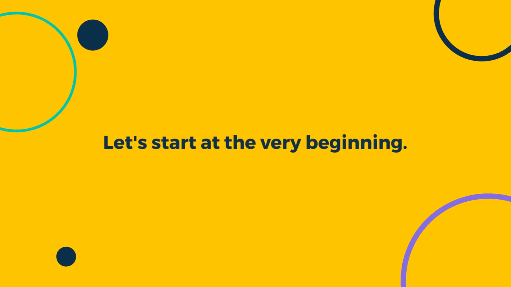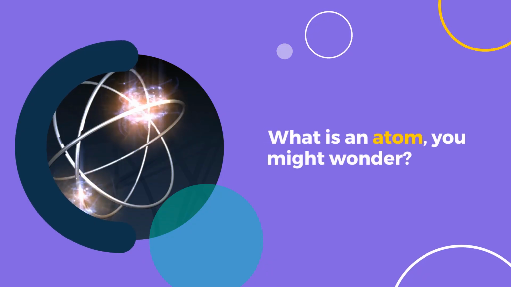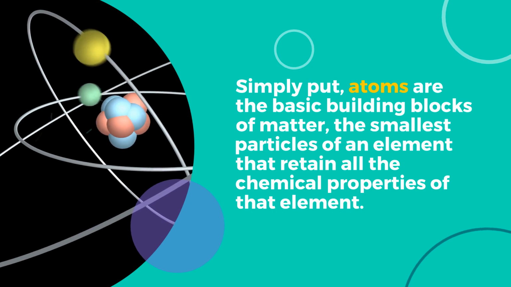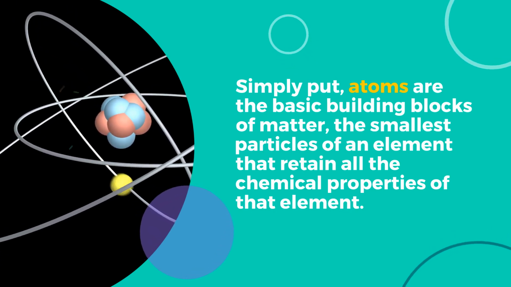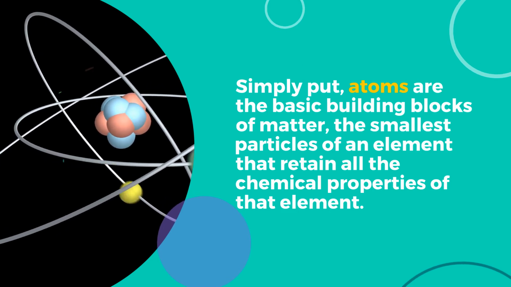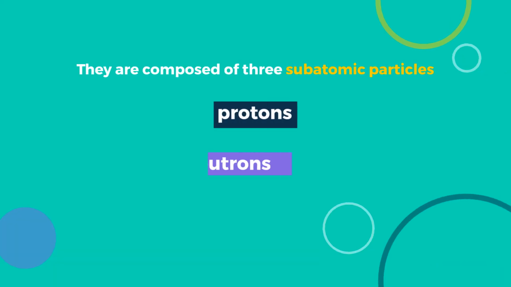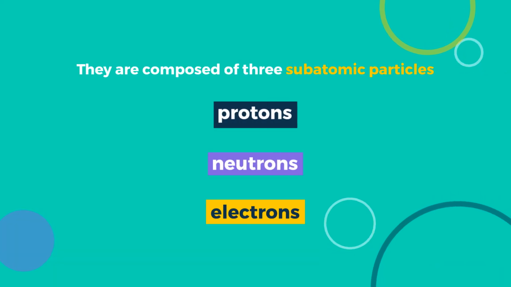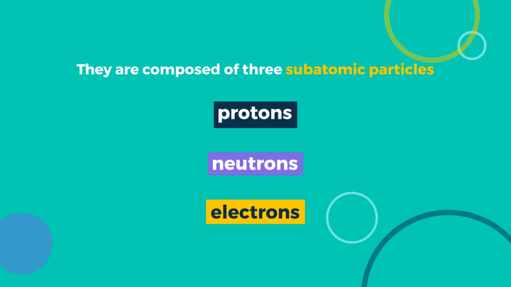Let's start at the very beginning. What is an atom, you might wonder? Simply put, atoms are the basic building blocks of matter, the smallest particles of an element that retain all the chemical properties of that element. They are composed of three subatomic particles: protons, neutrons, and electrons.